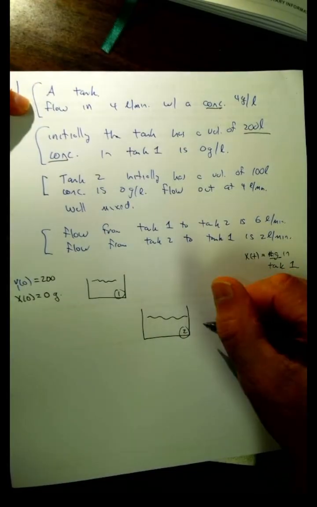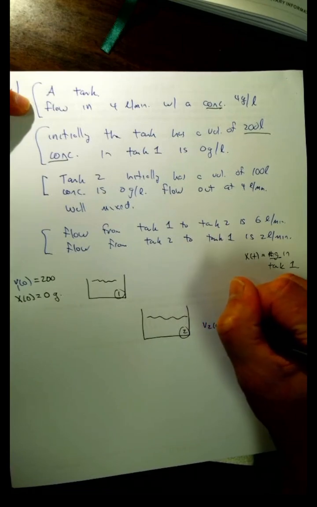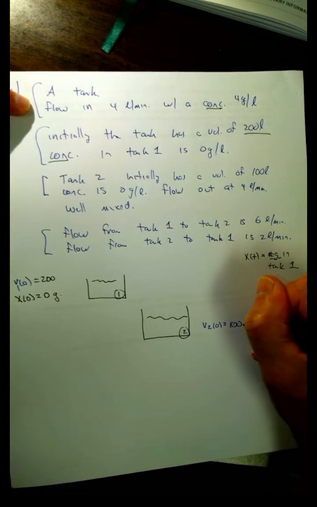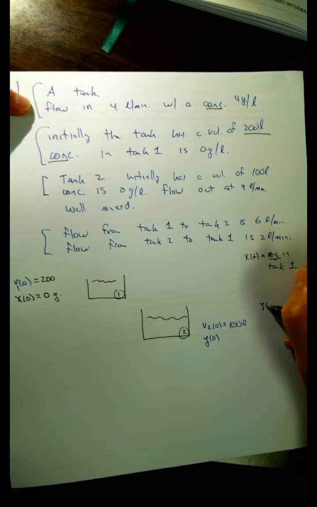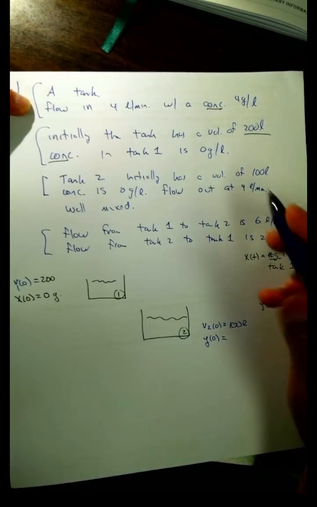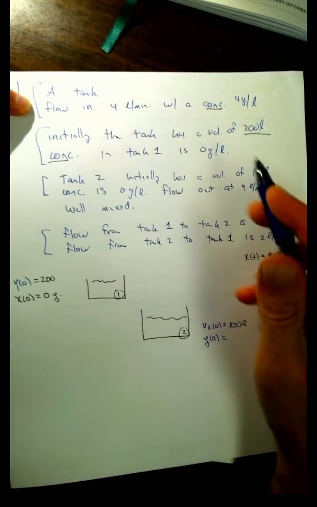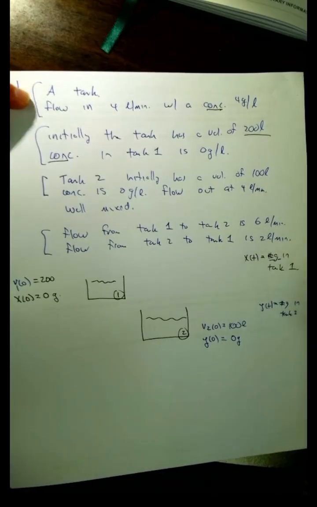Tank 2, so V2(0) is 100 liters. And I'm going to say that y is going to be the number of grams in tank 2. The initial concentration is 0, so that means there's 0 grams in there.